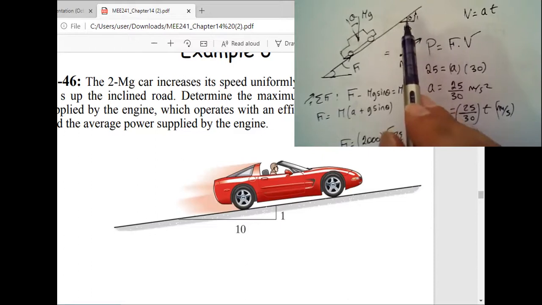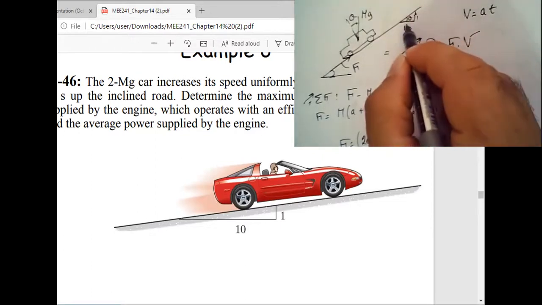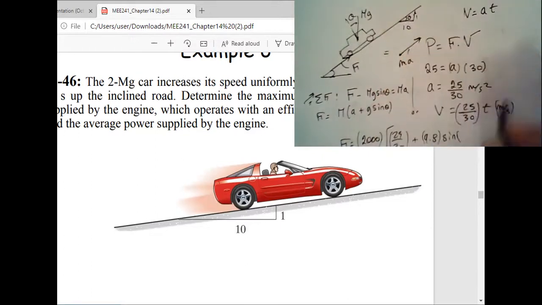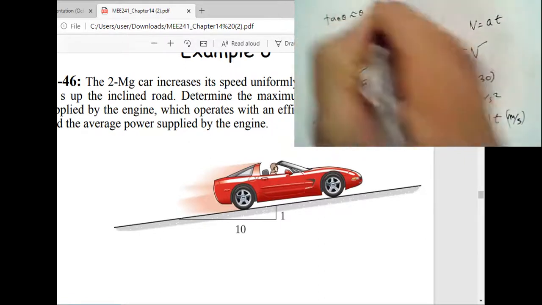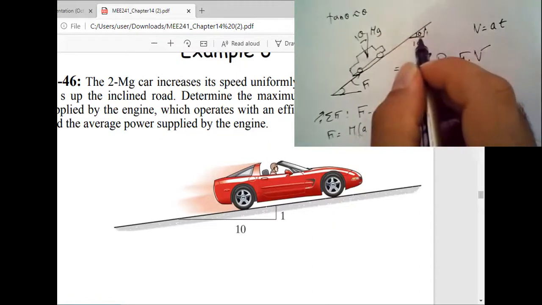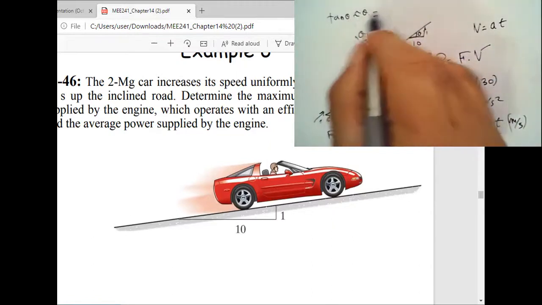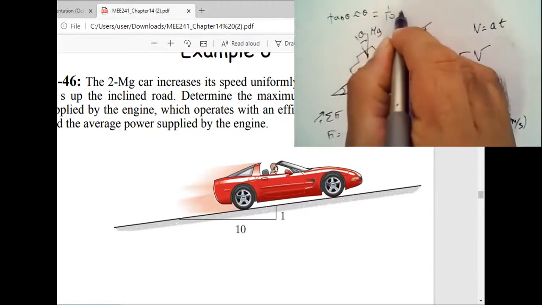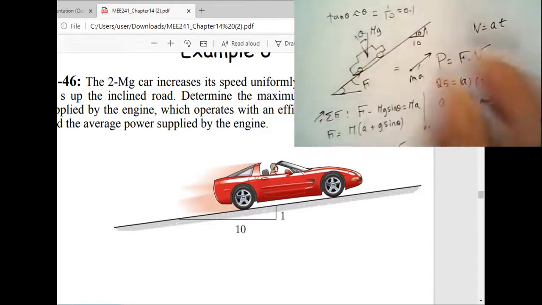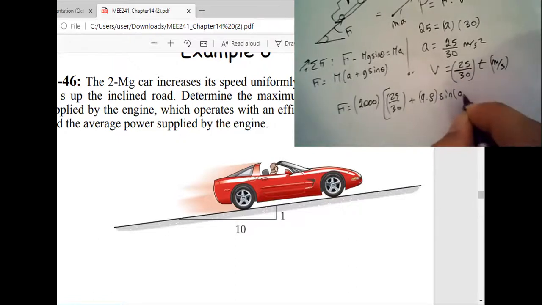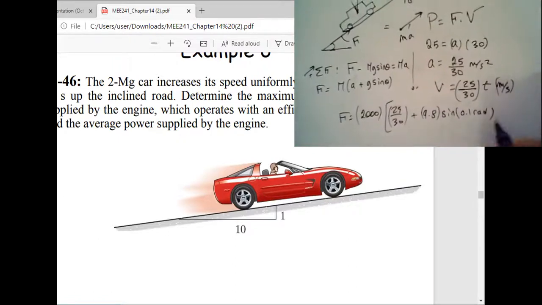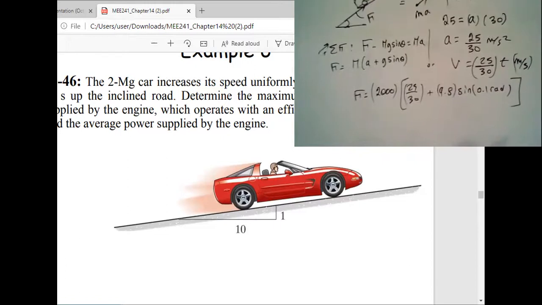So for very small theta, tangent theta is equal to 1 over 10 or 0.1. For very small angles, tangent theta will actually be equal to theta, right? Or you can do the inverse tangent, right? Which is equal to how much? Which is equal to 1 over 10, which is equal to 0.1. So theta is roughly equal to 0.1 radian, right? So this is my force.